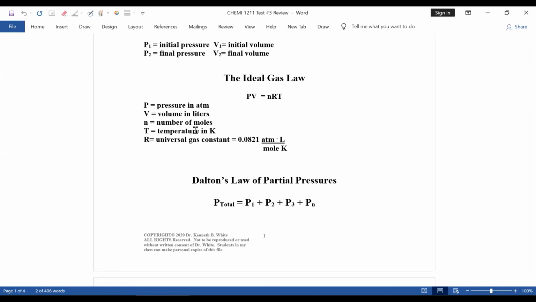Important information, I do put that at the end for test 3 in case you forgot it. Temperature is in Kelvin, but you'll always be given that in Celsius, so you have to convert: degrees C plus 273. And finally, R is the universal gas law constant. For this class, we're using these units, and it's 0.0821. Remember, this is a calculated number, R, and therefore 821 is 3 significant figures.